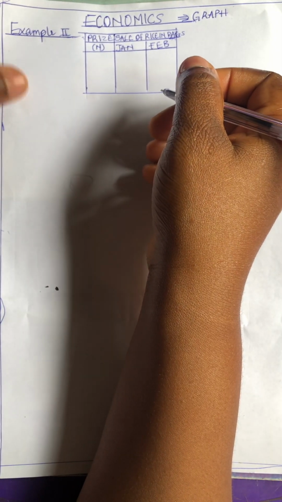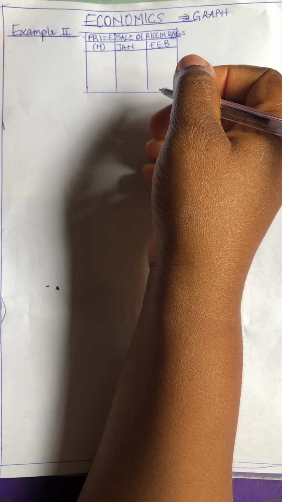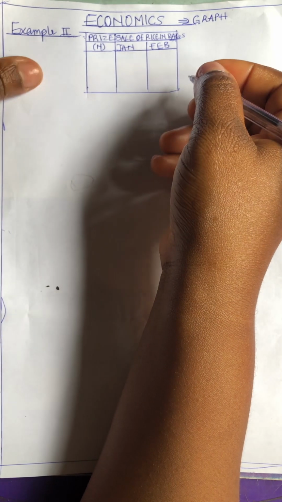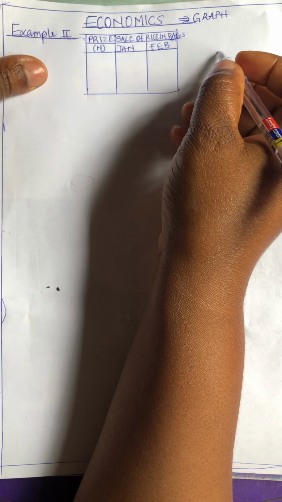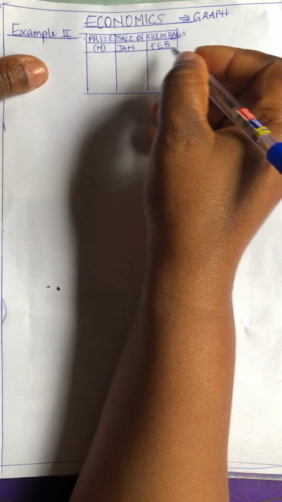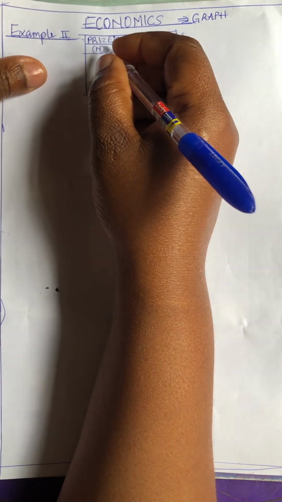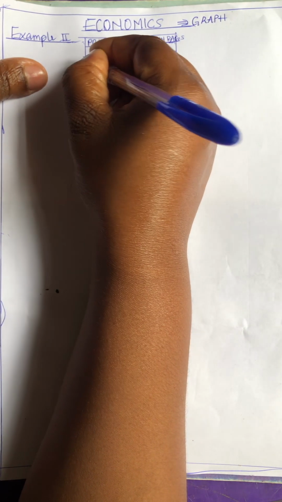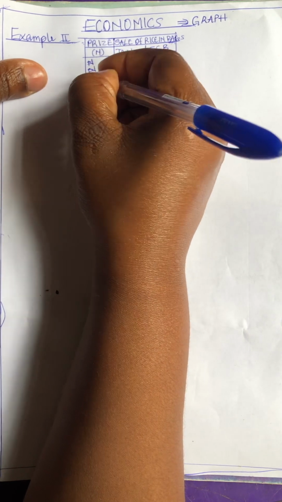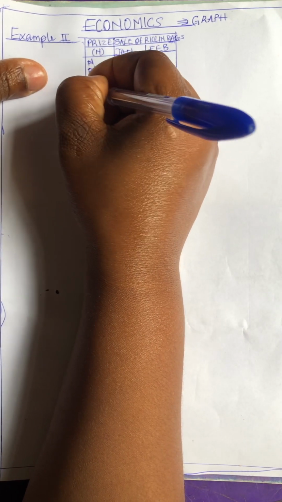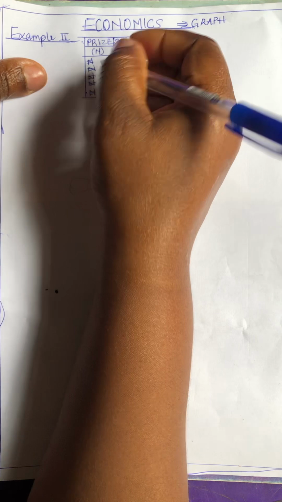So we're going to be taking another example on how to construct a graph. The information for example 2 is already written out in a table. So we are going to be translating the information given in the table into our graph, as we did in the last lesson.